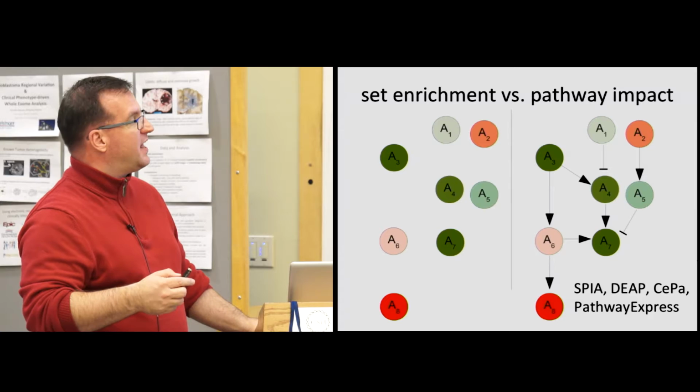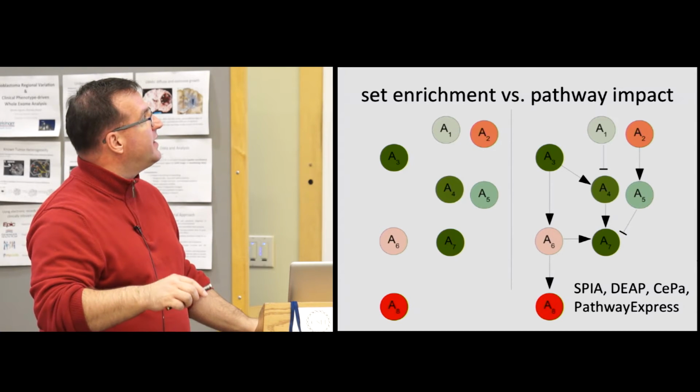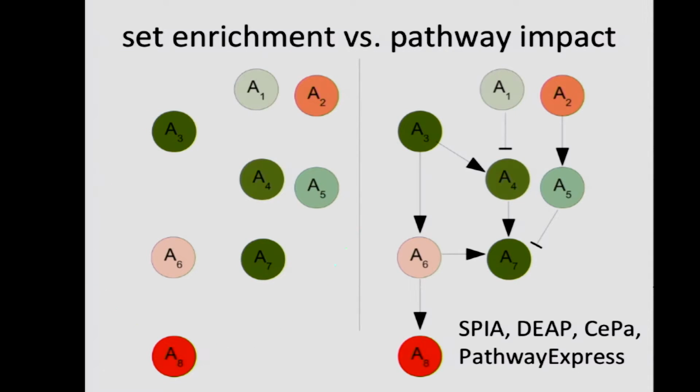So that was functional class scoring. Now we're going to go to the next step. We've been talking about set enrichment, but of course these genes oftentimes, not all the time, not for GO terms, but for Reactome and KEGG and other pathway databases, we actually have information about how those genes are oriented with respect to each other functionally. We have a prior knowledge expectation about how they relate to each other. And so there's a class of tools.